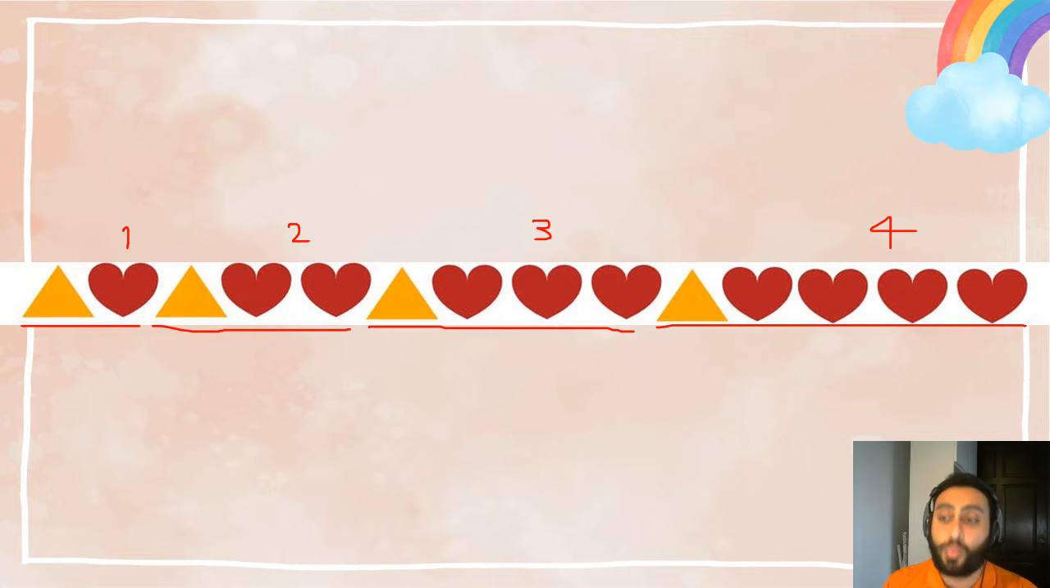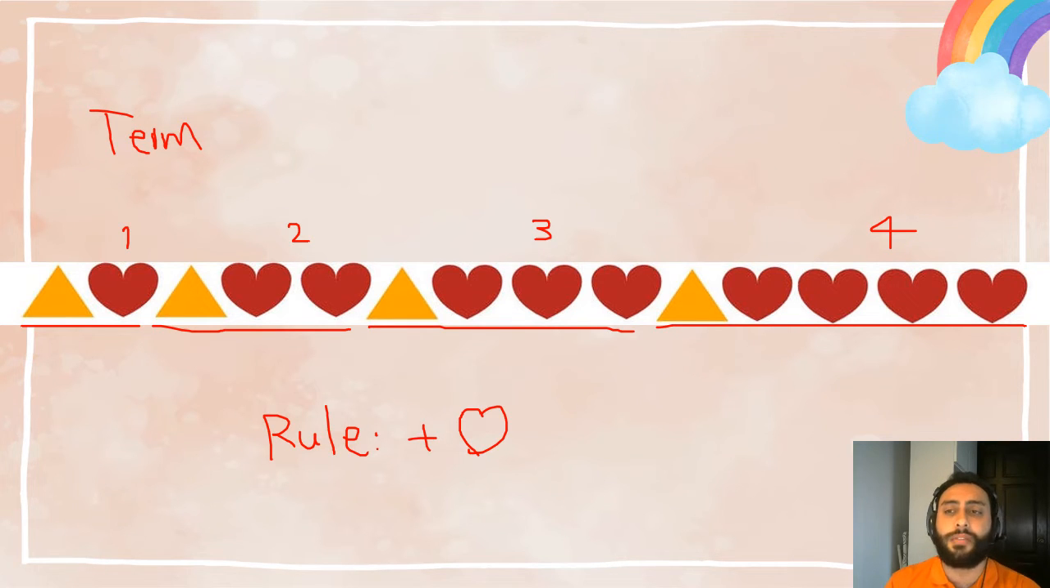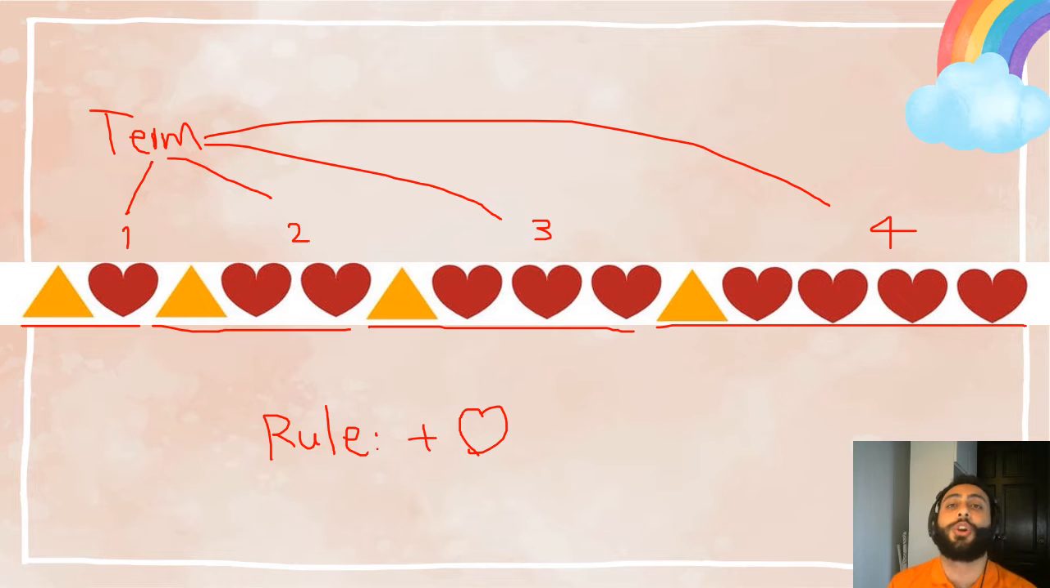So the rule is, let me write, rule is plus heart, right? So we add heart to each term. This is one term. Term. How many terms do we have? We have 1, 2, 3, 4. We have 4 terms in this growing pattern.